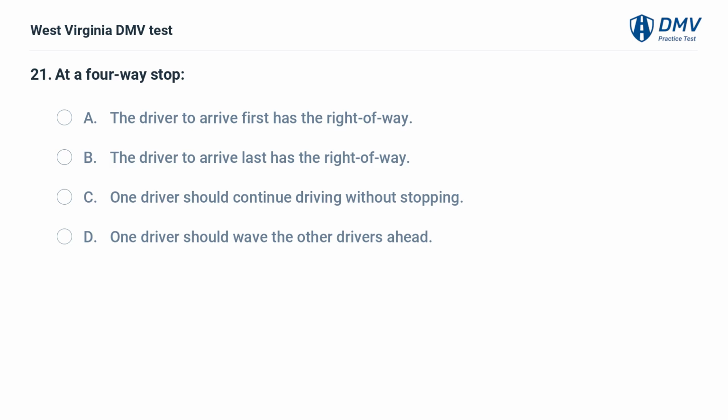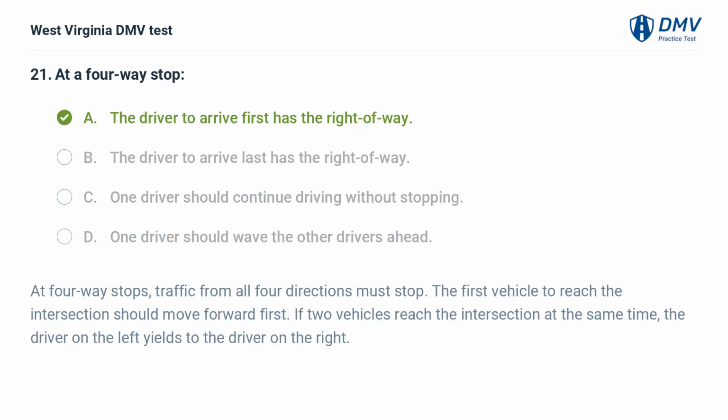At a four-way stop: A. The driver to arrive first has the right of way. B. The driver to arrive last has the right of way. C. One driver should continue driving without stopping. D. One driver should wave the other drivers ahead.